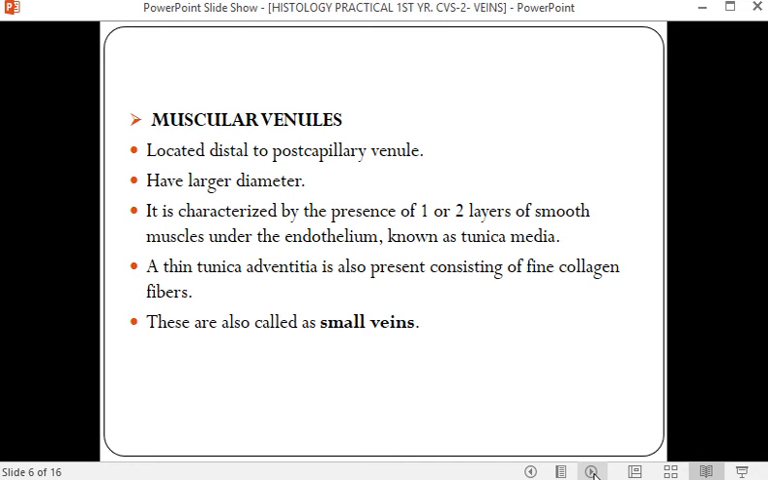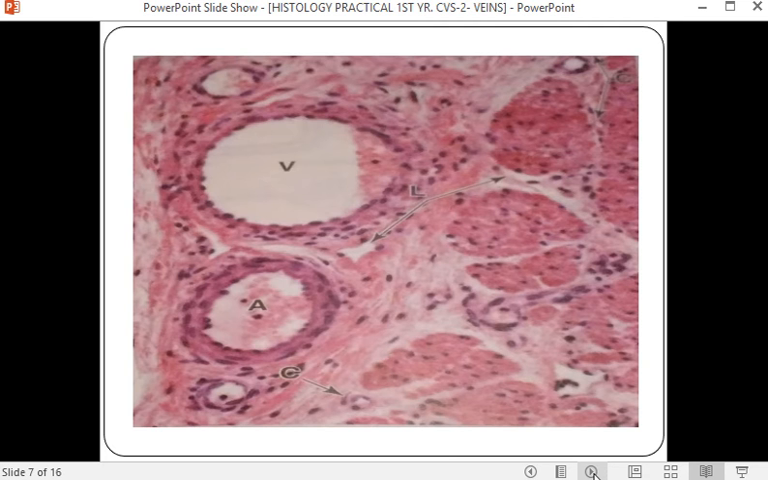Now, the muscular venules are located distal to post-capillary venules. They have a larger diameter and are characterized by the presence of one or two layers of smooth muscle under the endothelium, which is also called the tunica media of muscular venule. A thin tunica adventitia is also present, consisting of fine collagen fibers. So, muscular venules are also called small veins.